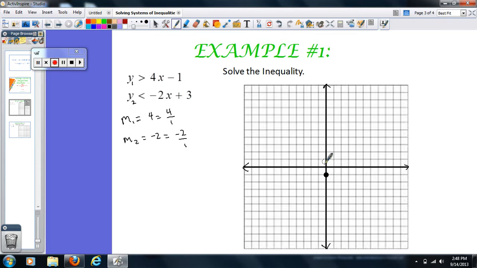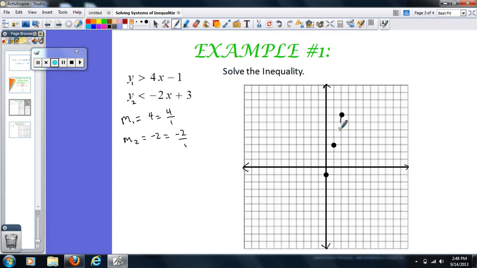I'm going to go up 4, 1, 2, 3, 4, right 1, put a point. And I'm going to do that same thing again: 1, 2, 3, 4 up, right 1, put a point. This gives me my first line. It is greater than, so this is going to be a dotted line.